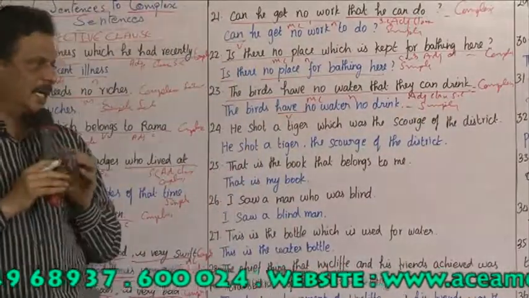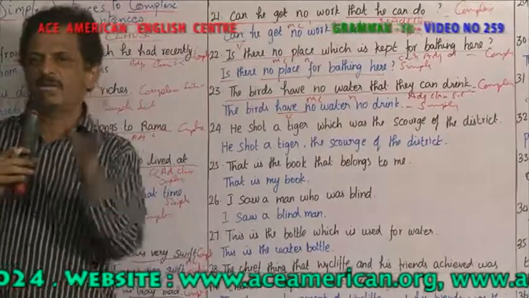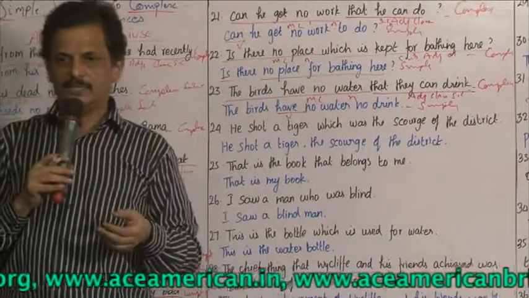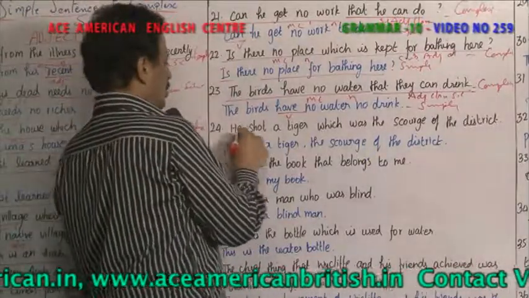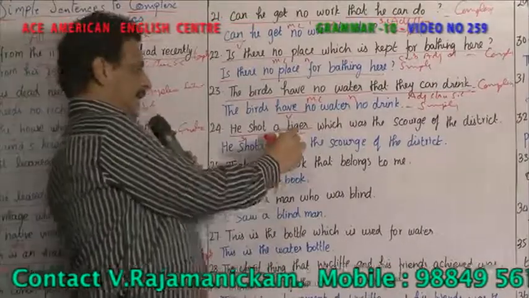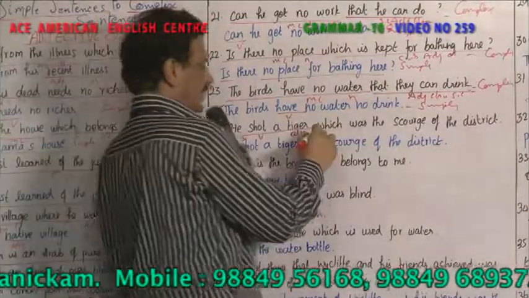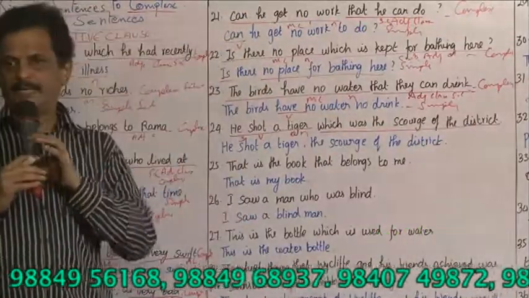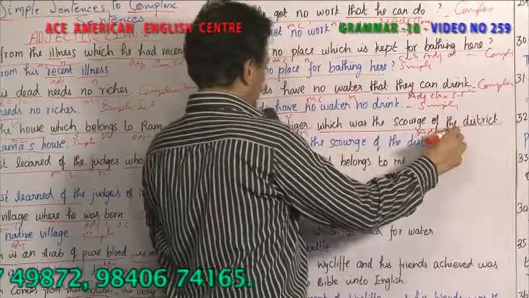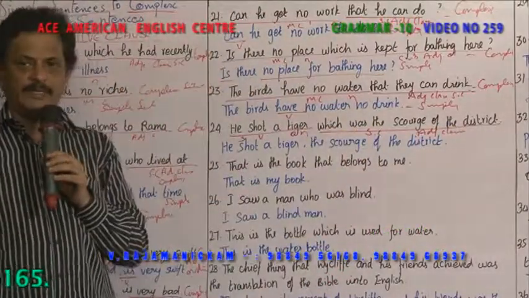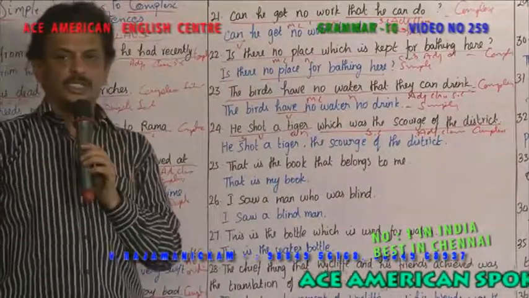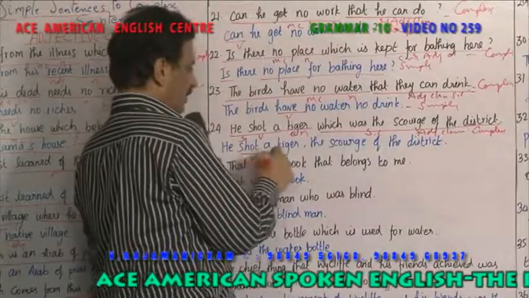Next is, he shot a tiger, which was the scourge of the district. Scourge means what? People are frightened of that. Anybody, could you tell me which is the adjective clause here? Together, everybody. What is that adjective clause? He shot a tiger. He is the subject. Shot is a verb. Tiger is the object, and tiger is a noun. And tiger is described by which was the scourge of the district. So, this is the adjective clause describing the tiger. This is a subordinate clause qualifying the noun tiger. So it becomes a complex sentence. How do you change it into a simple sentence? He shot a tiger, the scourge of the district. Shot is the single verb, so it becomes a simple sentence.